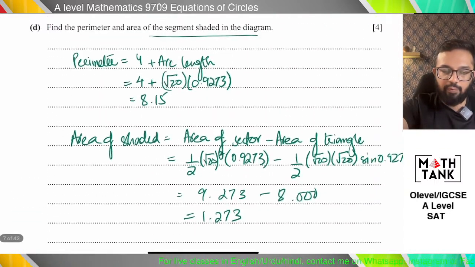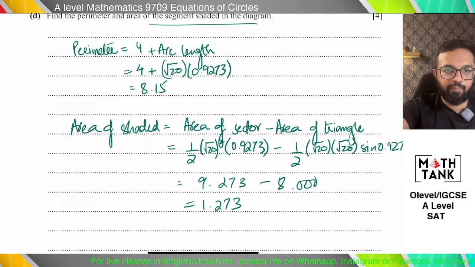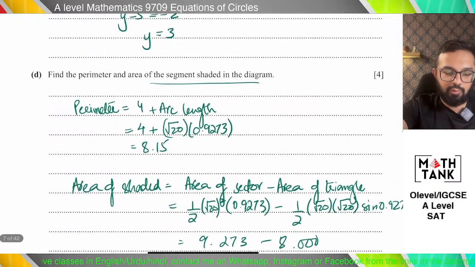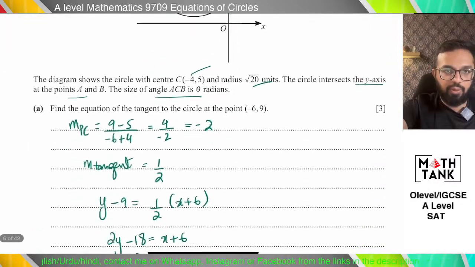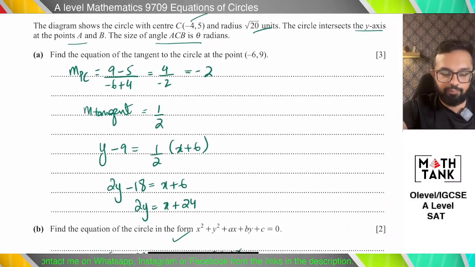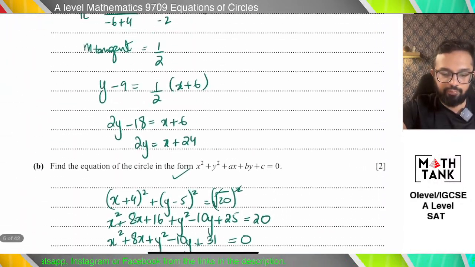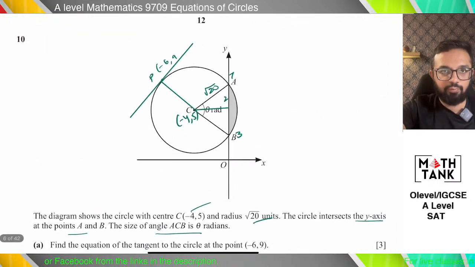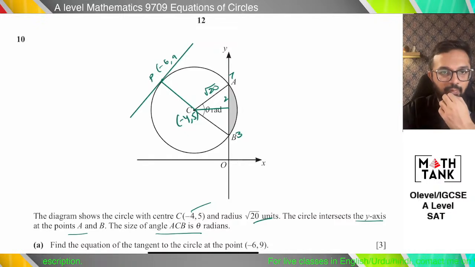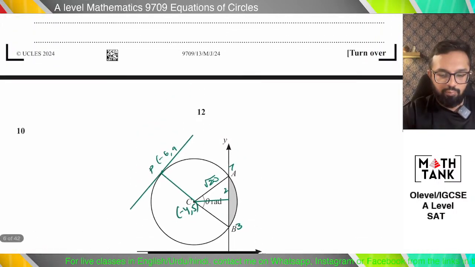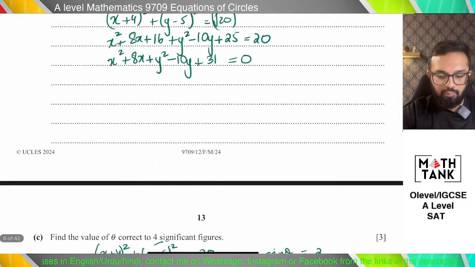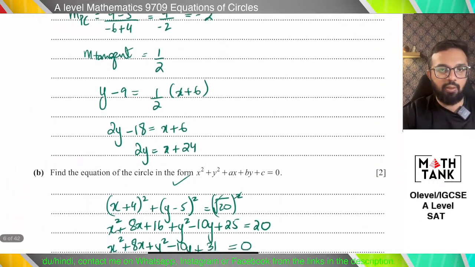This is May June 24, 1, 2. This is question number 10. February, March 24. My bad.